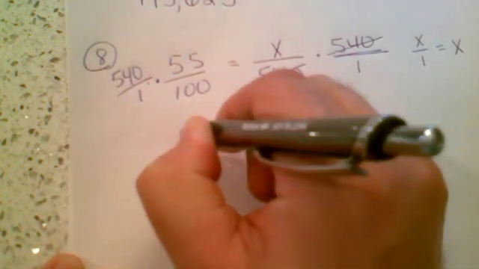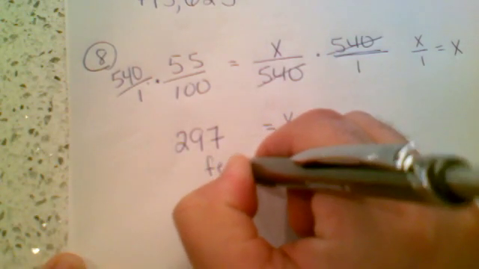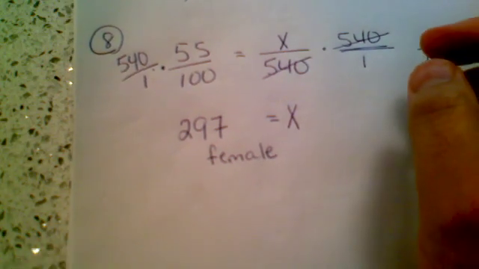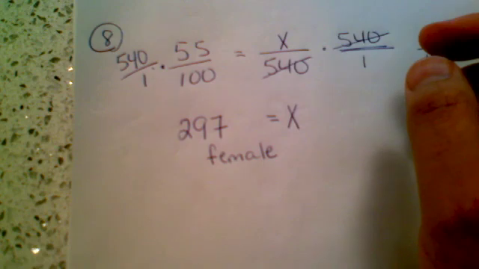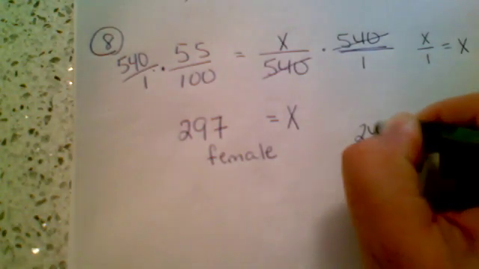So we have 297, and we are asked how many are female. And then the remaining would be male. So we have 540 minus 297.